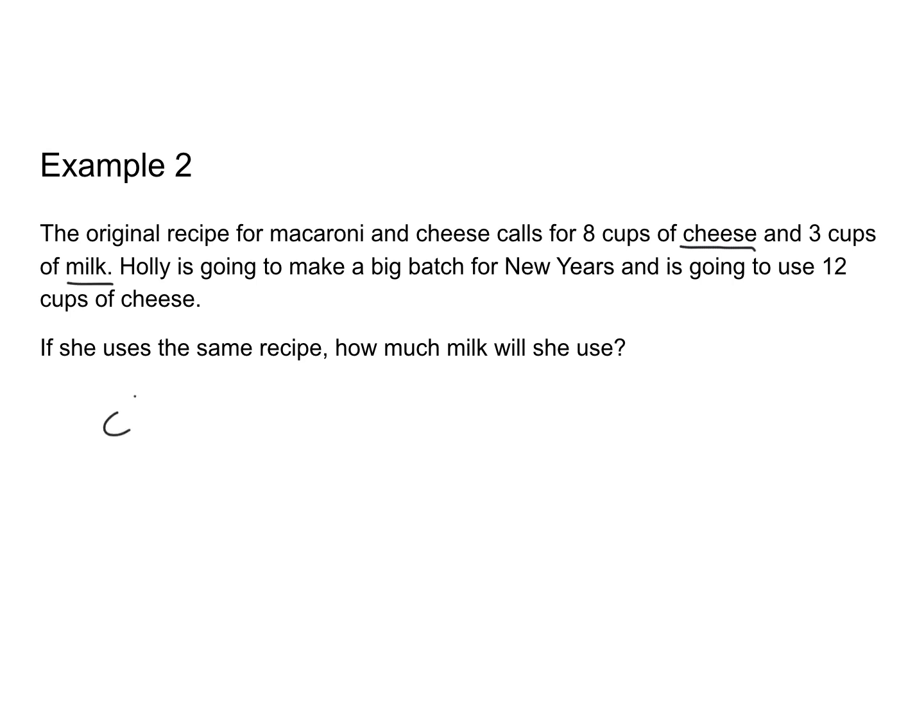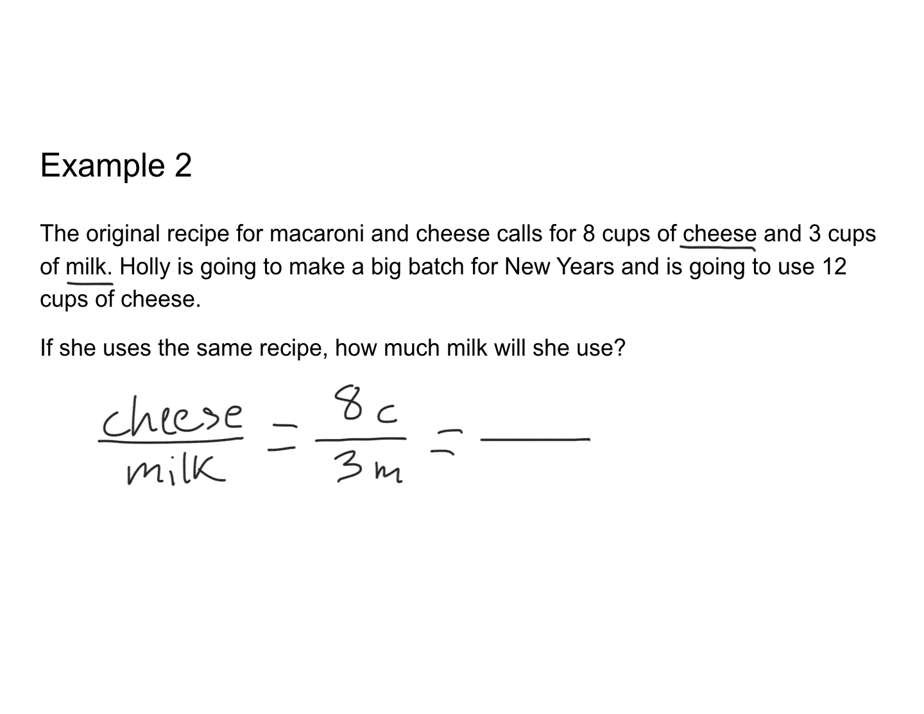So I'm going to write that, cheese, I can't spell, cheese over milk equals, so what do we know? We know that she's going to use 8 cups of cheese for every 3 cups of milk. And then it says she's going to use 12 cups of cheese, and we don't know how much milk she's going to use. So in this case, it's not so obvious. I can't think, well, 8 times what is 3, or 8 times what is 12. I can't think of a whole number right away.